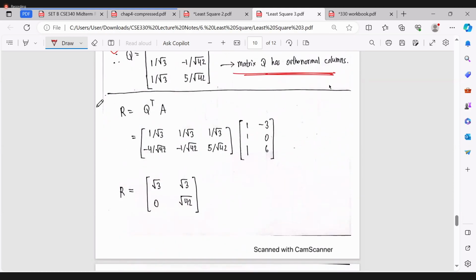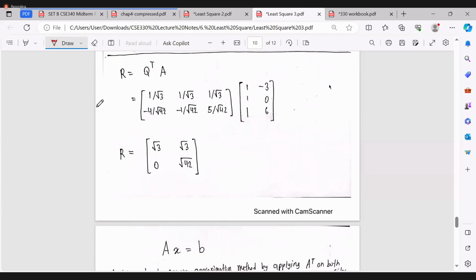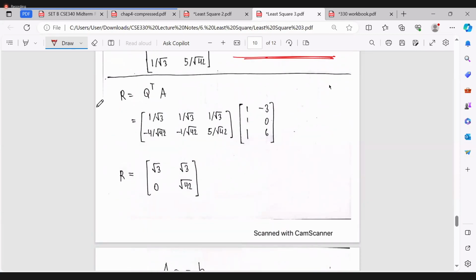Then you have R equals Q^T A. Remember, this was your second step for finding R. So Q transpose A, Q transpose means you make the columns the rows and rows the columns, however you feel it, right? And this is A. You multiply them together and you get this.